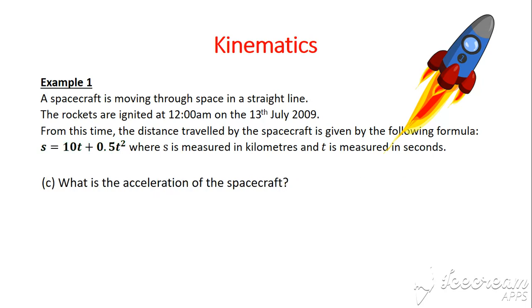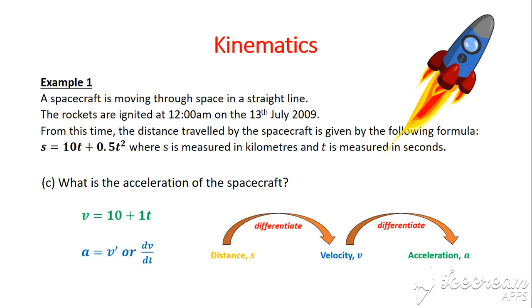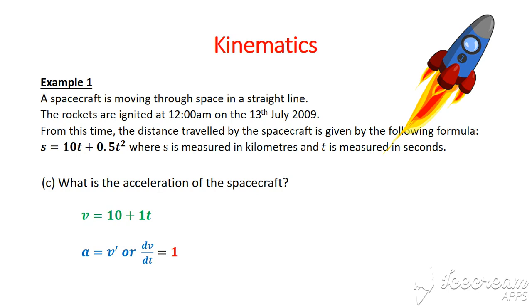Finally, part C, what's the acceleration of the spacecraft? Well, we've got our velocity rule, which we worked out in part A, 10 plus t, which is 10 plus 1t, and we need to differentiate again to get acceleration. That differentiates to 1, because the 10 disappears and the 1t differentiates to 1. So the acceleration is 1, and if you want to know the units, it would be kilometers per hour per hour. But don't get caught up in units.